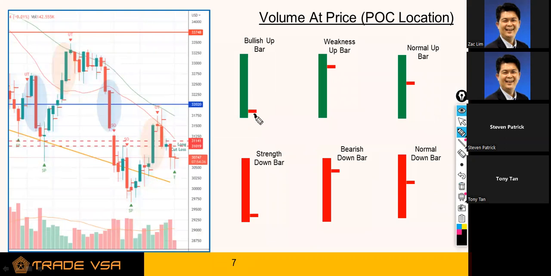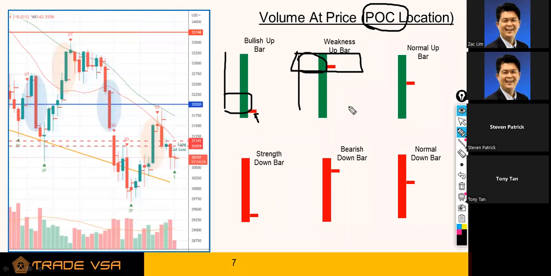Okay, this red color is the POC. POC is the point of control, where your most volume is concentrated. So when you see an LC bar, that means it is better that you see it at the bottom than at the top.